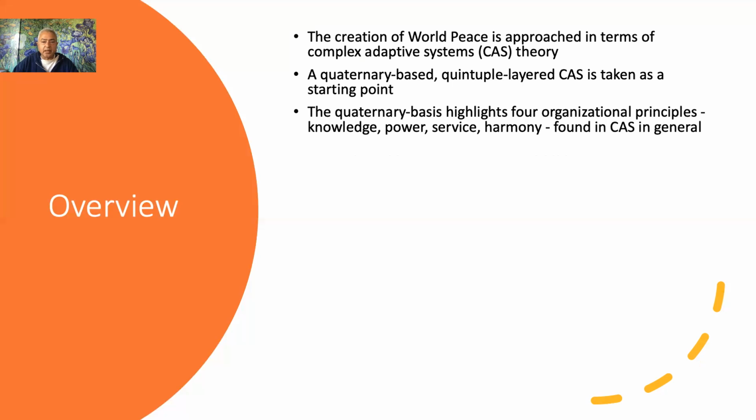The quaternary basis highlights 4 organizational principles, and these are referred to as knowledge, power, service, and harmony, that can be thought of as 4 independent sources of innovation. And research indicates that a sustainable system has, in fact, all 4 of these sources of innovation active and all acting in unison. And this is true regardless of the granularity of the system. So it may be a physical system, a chemical system, a biological system, or a complex organizational system.